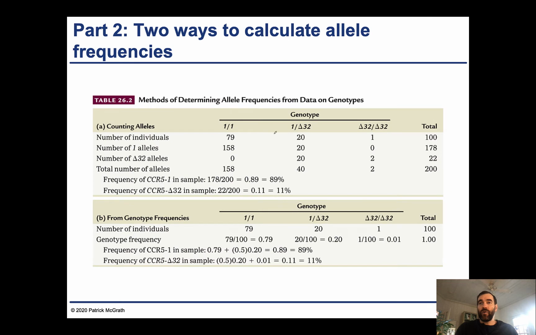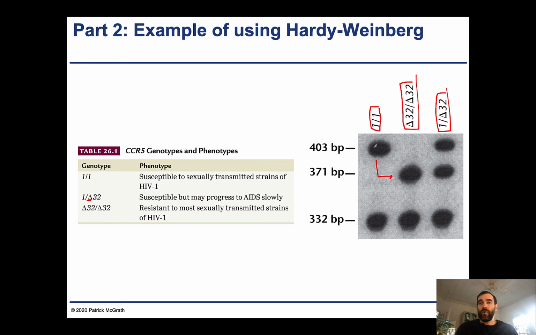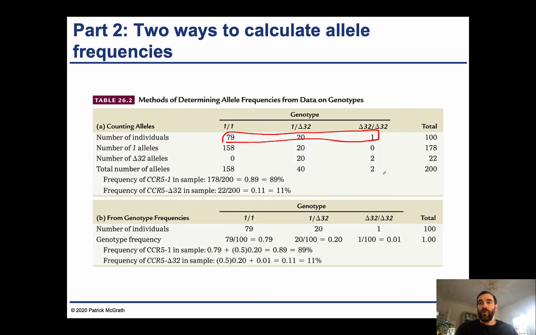This is an example of genotyping individuals. Here we have genotyped 100 individuals for this allele right here. Only 1 out of the 100 is homozygous, so only 1 out of 100 is protective. So this is actually a rare allele, so most people are not protected against HIV. 20 are heterozygote, so they're partially protected, and then 79 are not protected at all. And again, this was done just by using this approach to look at each individual to figure out what alleles they're carrying.